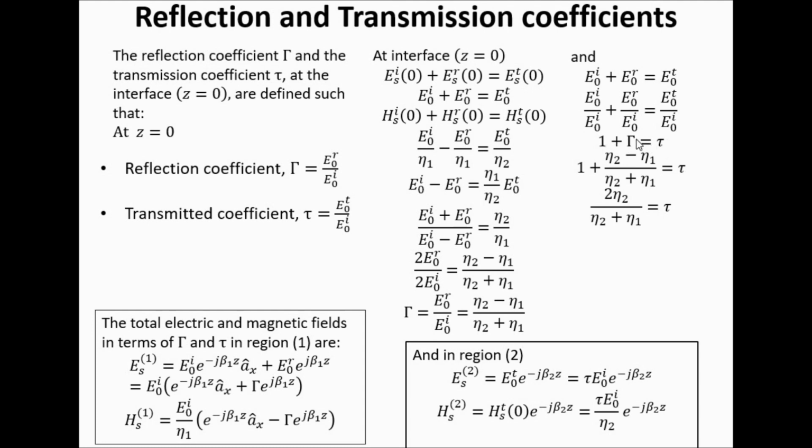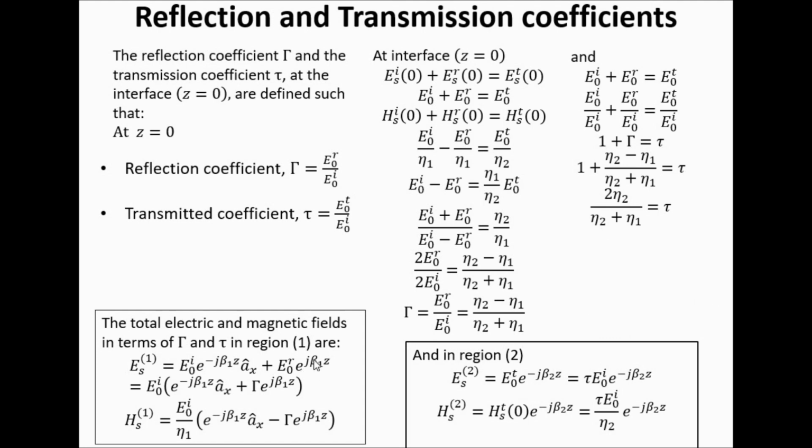So this is a simple expression. You can know this formula. Once you know the reflection coefficient, you can find the transmission coefficient. 1 plus reflection will be transmission. Or if you substitute eta 2 minus eta 1 over eta 2 plus eta 1, you can get the transmission equal to 2 eta 2 over eta 2 plus eta 1.